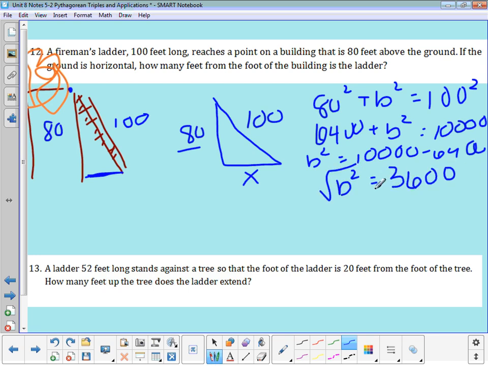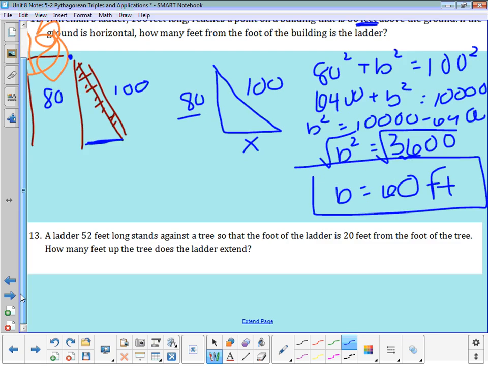So now we're going to take the square root of both sides. And here's a little hint. Do you see how this number right here is a perfect square? That means that this is going to have a square root. So you take the square root of 3,600 and you end up getting 60. Last thing we need to check is our label, which is feet. So that right there is your final answer for number 12.